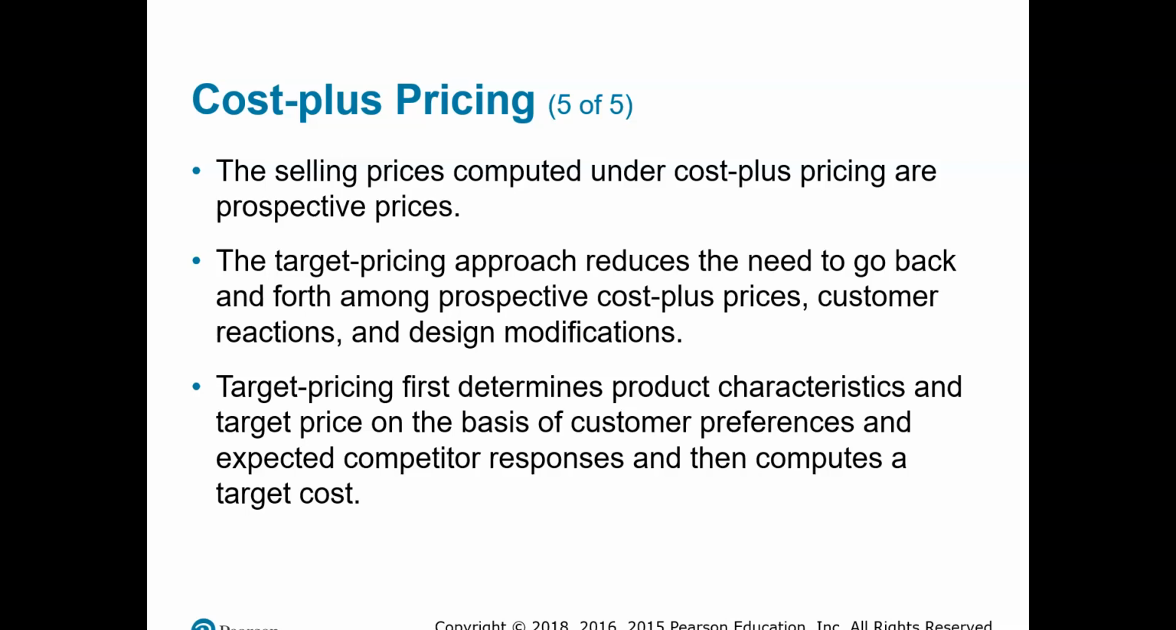Now, target pricing will first determine product characteristics and then the target price based on the customer's preference and expected competitor responses, and then computes the target cost. So we take the target price first. We figure out what characteristics, what features we want on our product, and then we figure out our target cost based on that target price. From that target price, we subtract the desired operating income per unit, or profit per unit, however you want to call it, and then we get a target cost that we have to meet. So whereas target pricing first determines the product characteristics, cost plus pricing says, okay, we've got this.